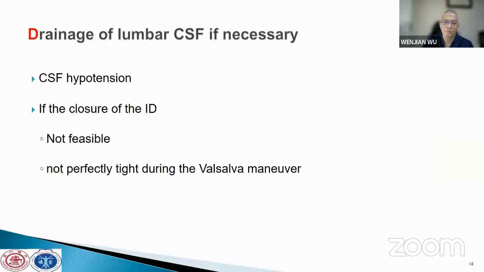If the primary closure of the dura tear is not feasible, or we found that the closure of the dura tear is not tight during the Valsalva maneuver, a lumbar CSF drainage may be used. Lumbar CSF drainage reduces the CSF pressure and helps the incision to heal. There is no agreement regarding how long lumbar drainage should be left in place as well as the intensity of the drainage.